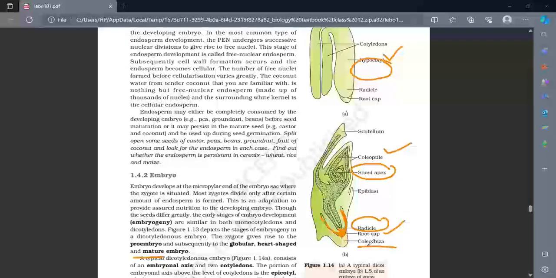So when you are labeling, make sure that all the labels are properly placed, okay? And one more structure is present, a slight depression between the coleorhiza and the coleoptile, which is known as the epiblast, okay?